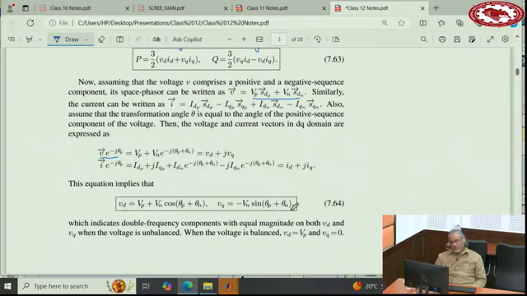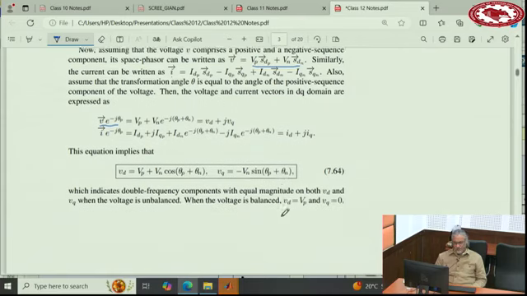So if it has no negative sequence, Vd is equal to the magnitude of the voltage and Vq is 0. If it has some unbalance, then there will be a double frequency ripple equal to the magnitude of that unbalance on both components, on D and on Q. On D is cosine, on Q is sine.